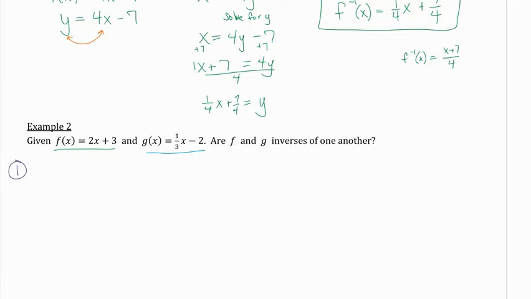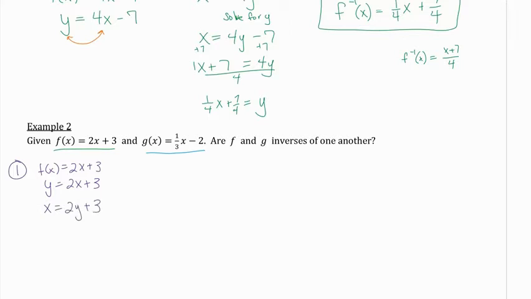That's probably the easiest way to go about this. So I'm going to take f of x, and it's 2x plus 3. And again, I'm going to write that as y equals 2x plus 3. And now I'm going to switch the x and the y, right? So I'll get x equals 2y plus 3.